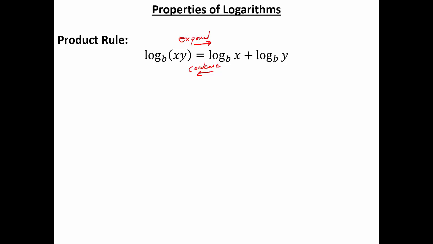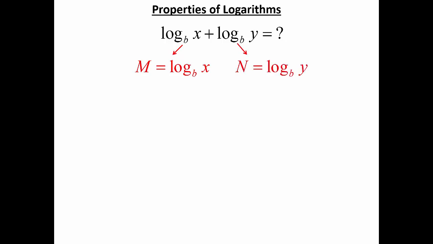Now, a quick little aside about the product rule, just to prove why this rule works. Take any generic logarithm base b of x and add it to any generic logarithm base b of y. Now, if I define each of those logarithms separately, I'm just going to use m and n as the arbitrary definition of those logarithms. So log base b of x is m, log base b of y is n.